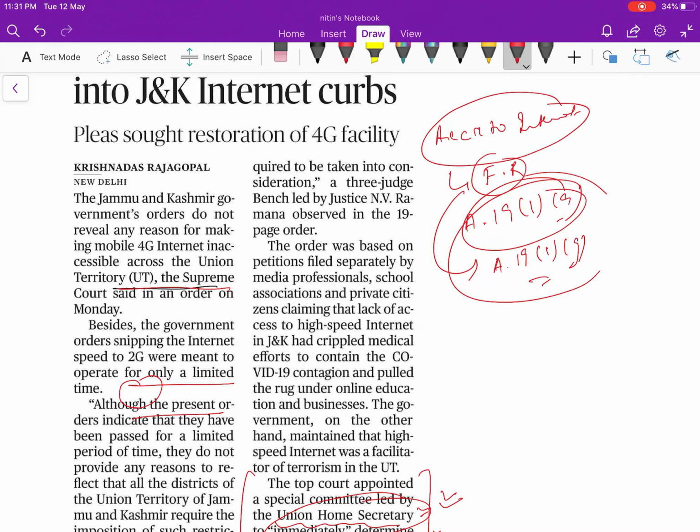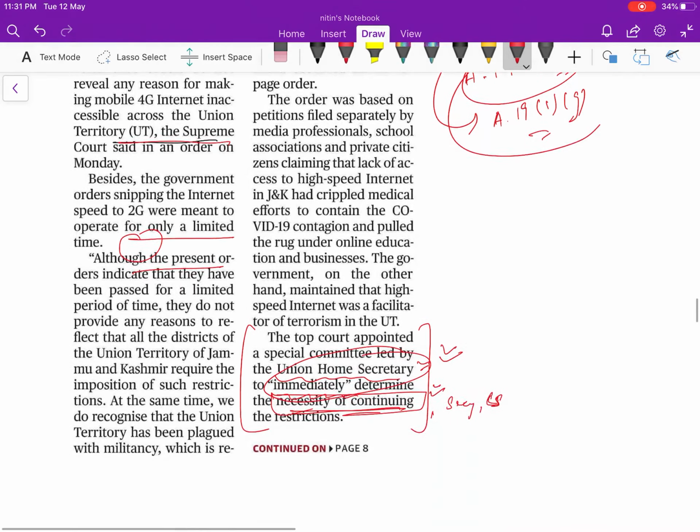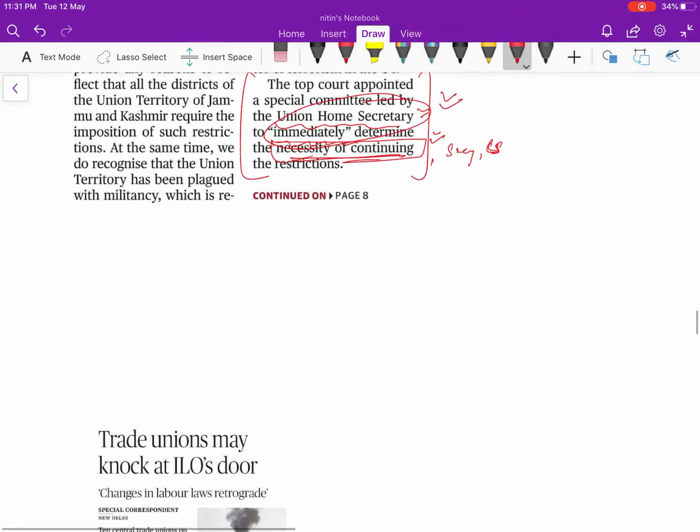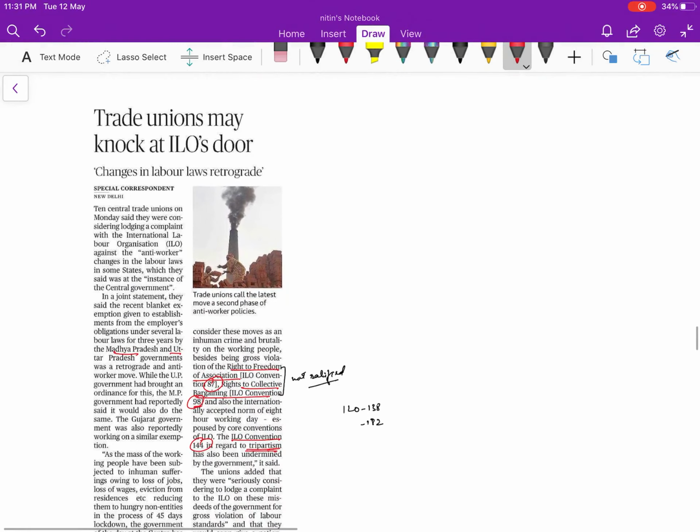The government has put forth its stand that it could lead to a spurt in militancy and terrorism actions in Jammu and Kashmir. So that's why restrictions on the internet are very essential as part of its program. Anyways, let's come to the next news item.